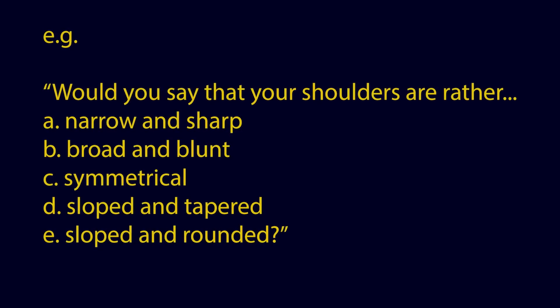Number 2, the Kibbe test. The test that you have to take to find out which type you are in this system is a series of questions through which you assess yourself qualitatively through adjectives. For instance, would you say that your shoulders are rather narrow and sharp, broad and blunt, symmetrical, sloped and tapered, or sloped and rounded? You probably have the feeling that it's not so easy to judge yourself.